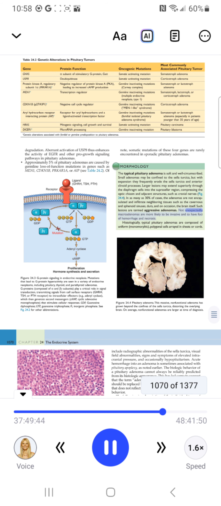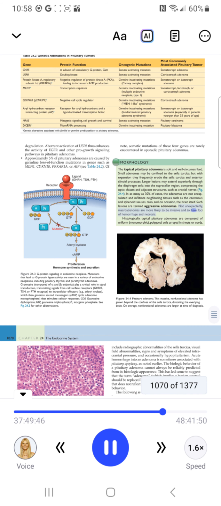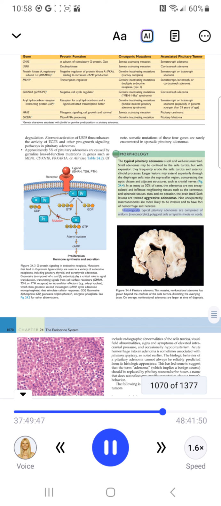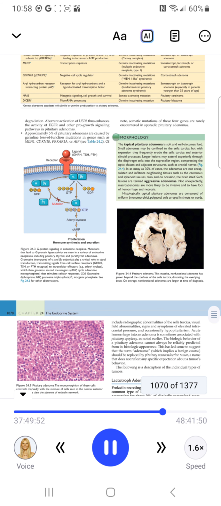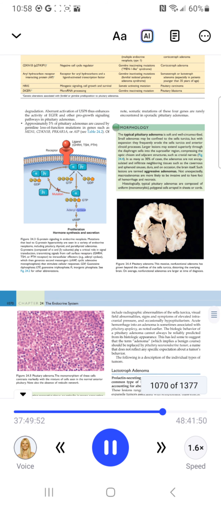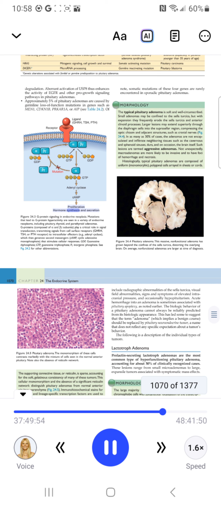Not unexpectedly, macroadenomas are more likely to be invasive and to have foci of hemorrhage and necrosis. Histologically, typical pituitary adenomas are composed of uniform, monomorphic, polygonal cells arrayed in sheets or cords. GTP, adenyl cyclase, cAMP, proliferation, hormone synthesis and secretion.